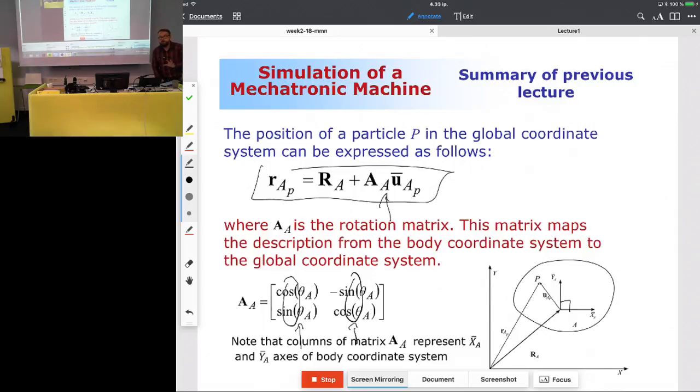Now if you take a close look at these components, you will recognize that the first vector is the body x coordinate axis. The second one is the body y coordinate axis. So that's what it is. That's a little bit of physical interpretation about the rotation matrix.